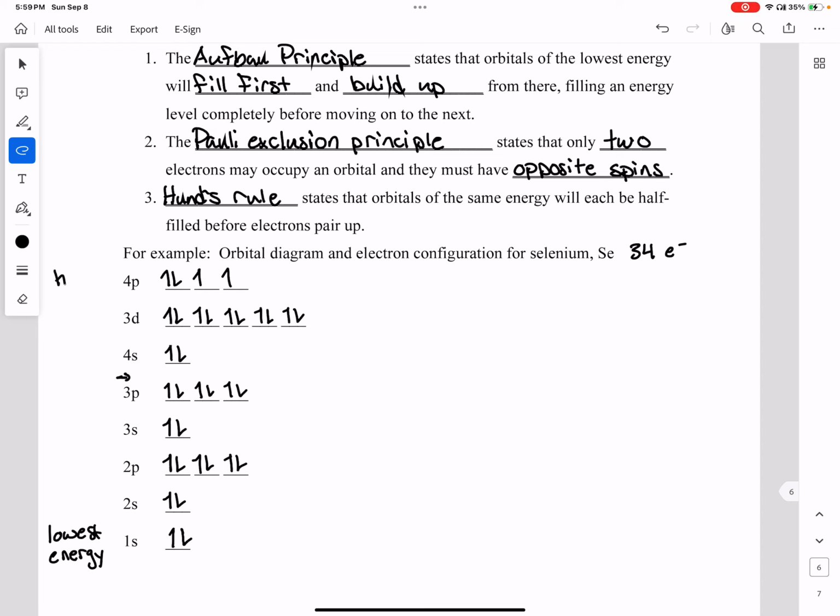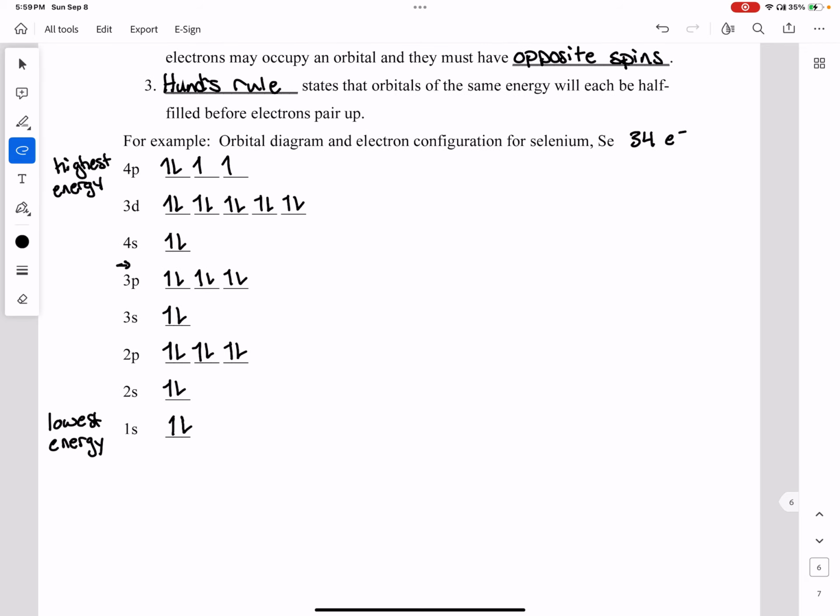We'll put highest energy right here. And we just built it up. And we do it the same way for every element. So what does the electron configuration look like? I'm just going to list out how many electrons are in each one. So I'm going to say 1s2. That 2 stands for number of electrons.